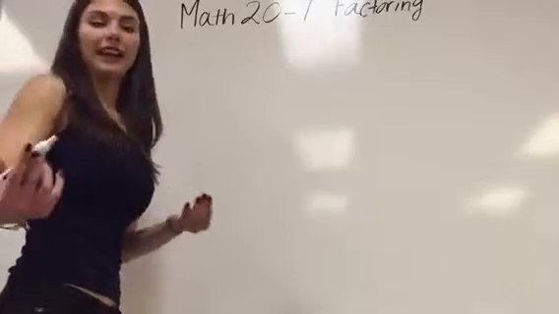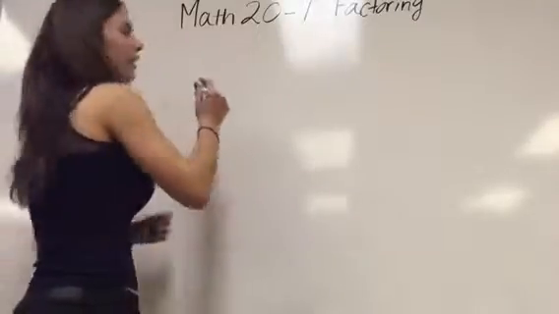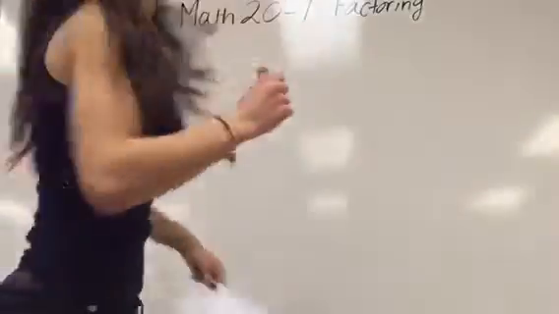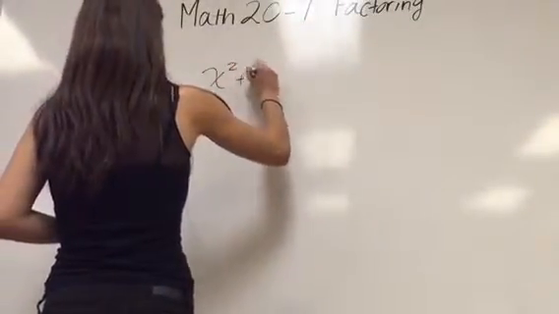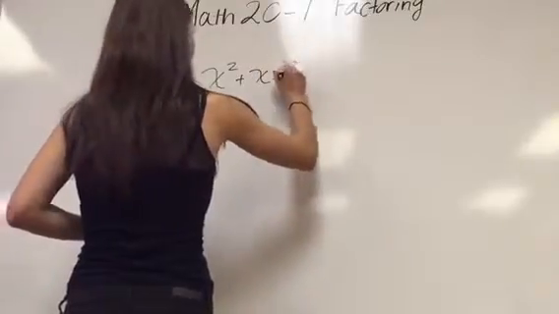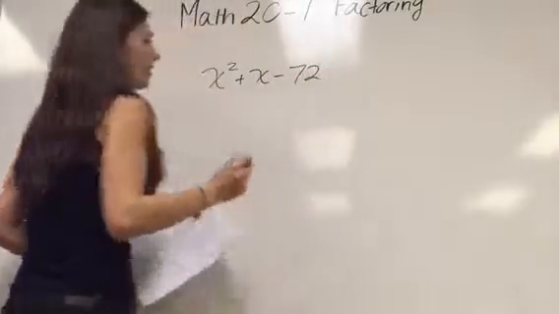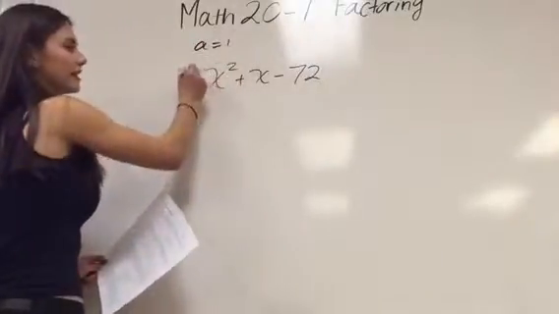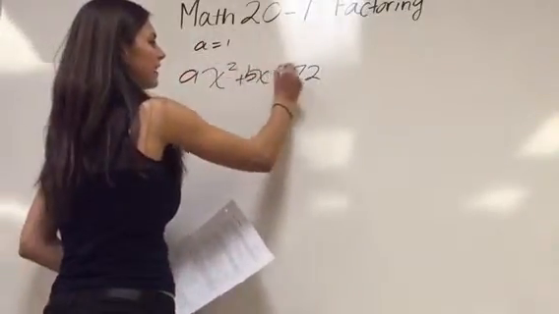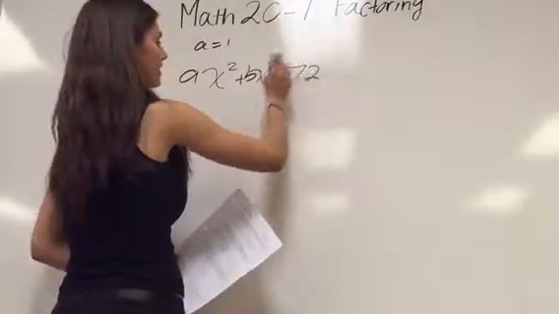Now, to do a little bit of a review, if we're factoring a trinomial, which graphically is a quadratic parabola, let's say we had something like x squared plus x minus 72. So here, a is equal to 1. This is essentially a, this is b, and this term itself is c.